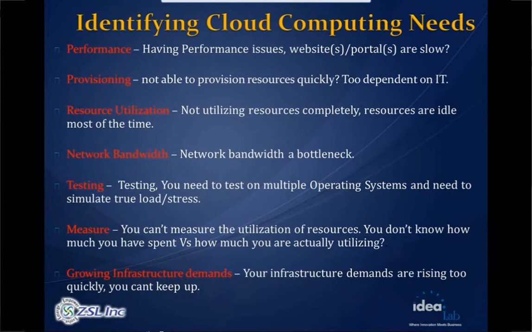Resource utilization. Not utilizing resources completely. I have 10 servers or 50 servers running there. I use only 20 of them, or probably use all 50, but only to 30 or 40% efficiency. So I have a 16 gig machine running there, but I only use 4 gigs. I have like 8 processors running there, but I only use like 2 processors' power, only 10% of usage. So this is the resource utilization. Not utilizing resources completely. Resources are idle most of the time.